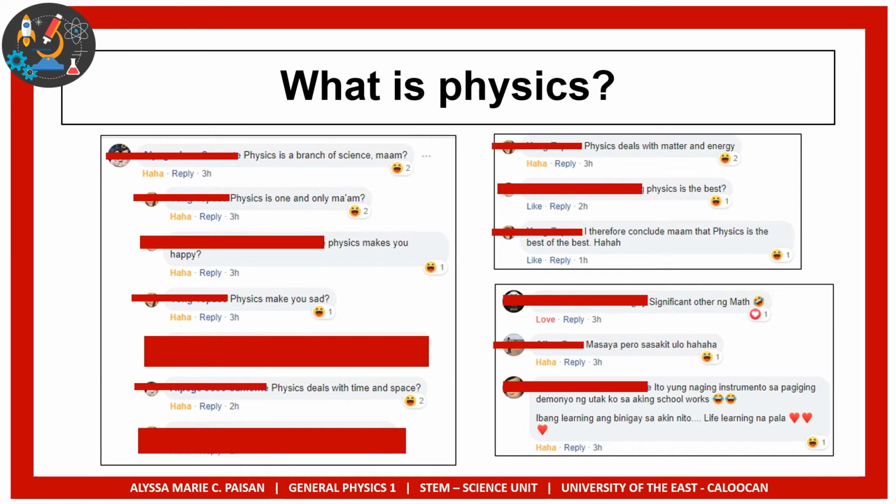So one of my students says physics is a branch of science. Yeah? Physics is one and only. I don't know why that person said that. Physics makes you happy. It makes me happy somehow. I don't know if it will make you happy in the future. Physics makes you sad. Let's see. Physics deals with time and space. Physics deals with matter and energy. Physics is the best. I did not bribe these students, huh? I therefore conclude, ma'am, that physics is the best of the best. So physics is the best and physics is the best of the best.